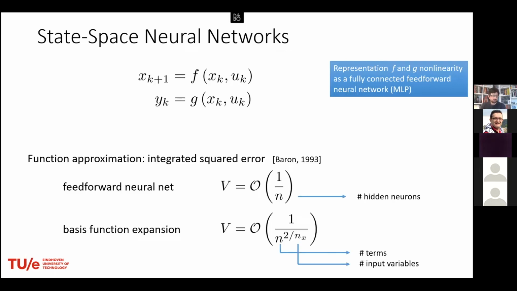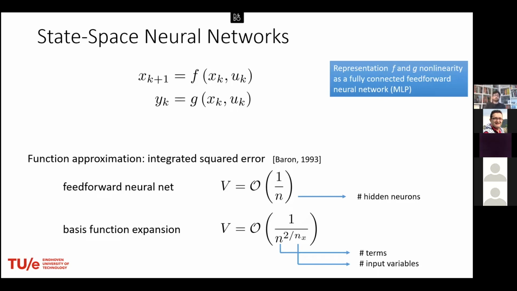And why do we know that? Well, if we look at the results from the 90s, we see that the integrated square error, when we use feed-forward neural networks to approximate a static function with multiple inputs and multiple outputs, decreases with an order 1 over n, where n is the number of hidden neurons. What's important to note here is that that is independent of the number of input variables of this nonlinear function.